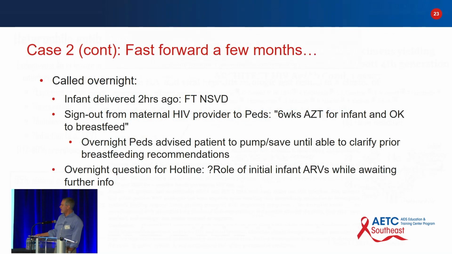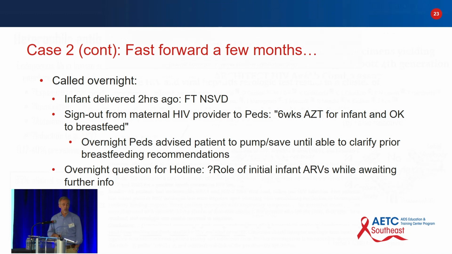All right, we're going to fast forward now a couple months. You're called overnight by the pediatric team. The infant of this patient was delivered by normal vaginal delivery a couple hours ago, and the pediatrician is calling because they had received sign out from the maternal HIV provider saying that they think the infant should be put on AZT for 6 weeks. They had talked to the mother and decided that it was okay to breastfeed. The overnight peds attending advised the patient to pump and save until they were able to clarify prior breastfeeding recommendations and current test results.